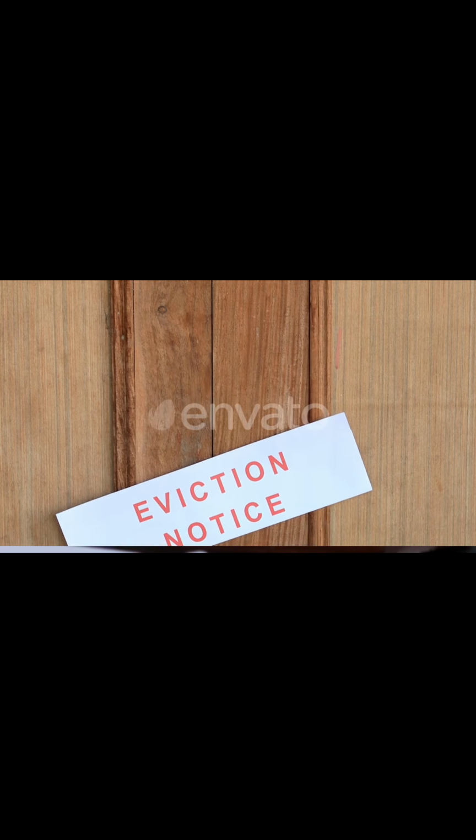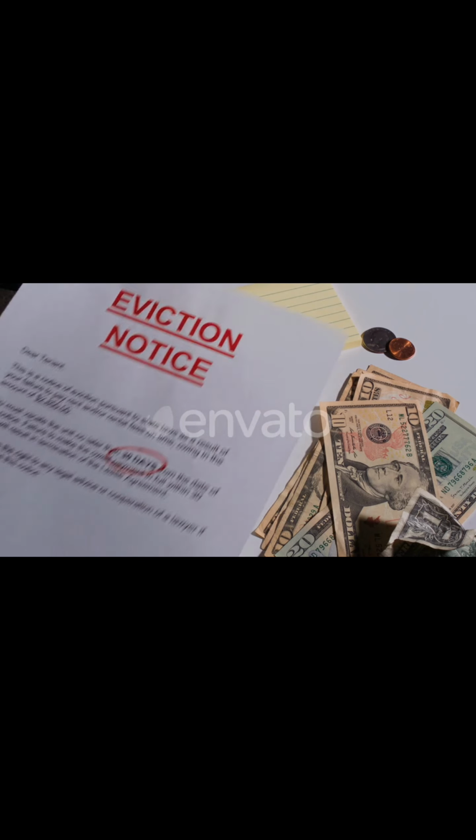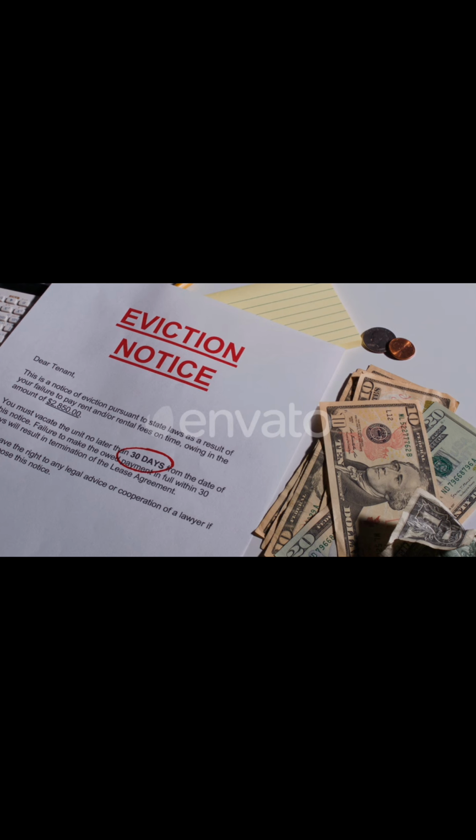So what happens in case of default in payments? The landlord has two options. One is to evict the tenant. But how do they evict the tenant? They need to provide the tenant with a notice in writing informing them about their intention to evict the tenant, and the tenant has to abide. And the notice has to be of no less than 30 days.